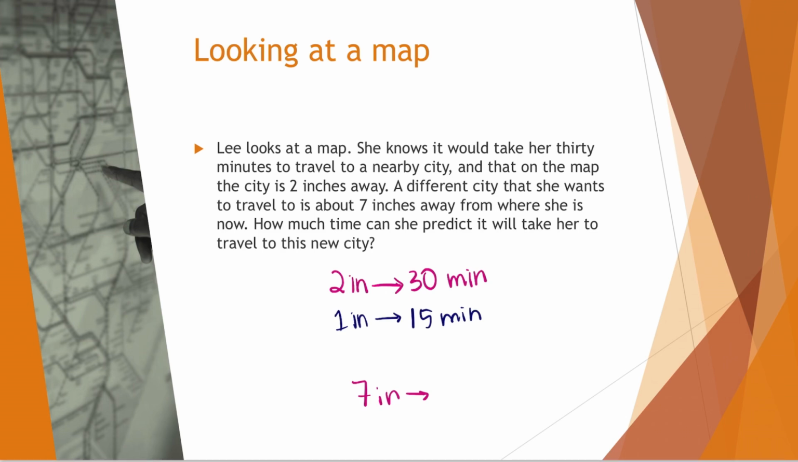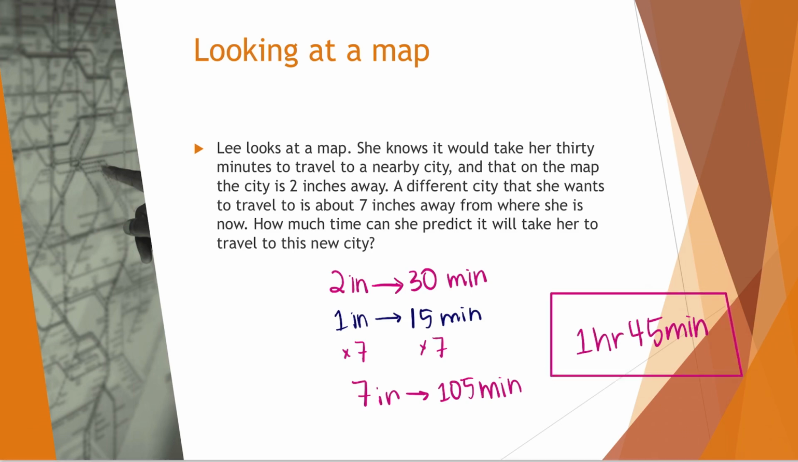So we know that 1 inch is 15 minutes, so that means that 7 inches would just be, again, we're doing multiplication because ratios are multiplicative. So 1 times 7 is 7, so I have to do the same to the other side. 15 times 7 is 105, so it would take us 105 minutes, or if I was going to change it to hours and minutes, it would be 1 hour and 45 minutes.